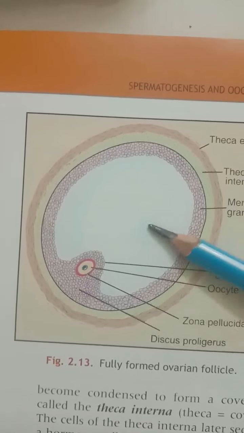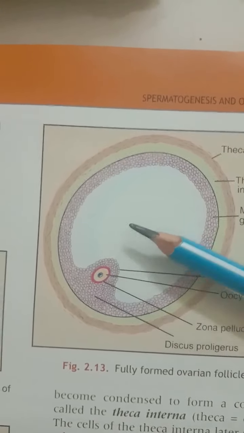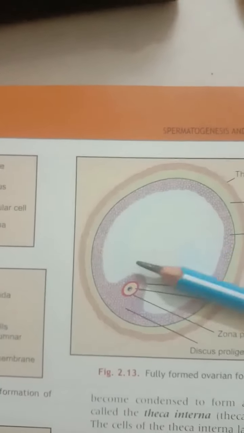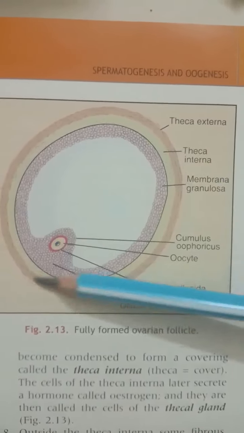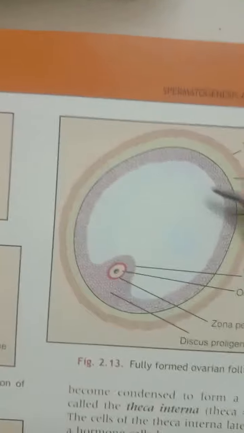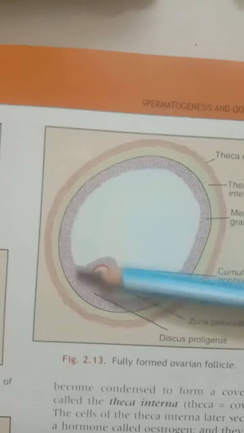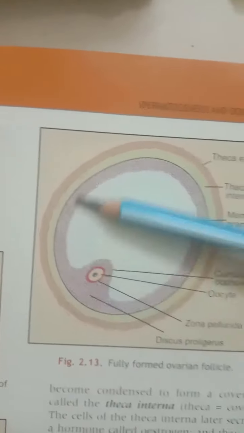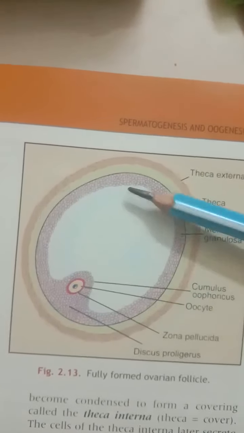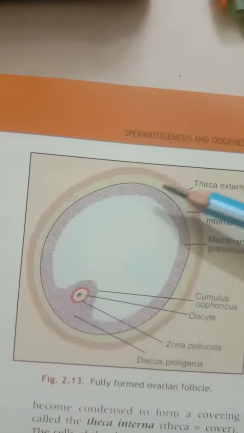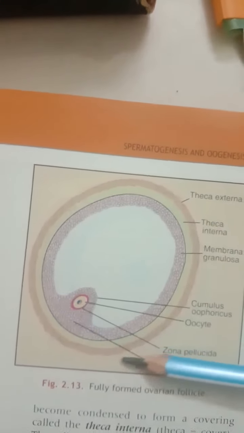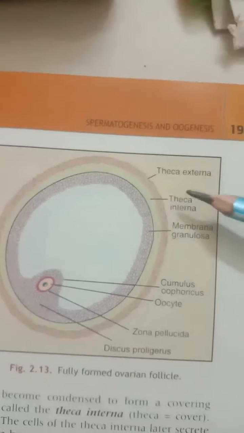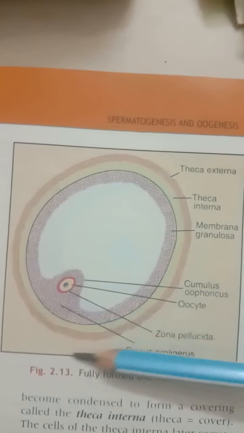Then the follicle expands, and the stromal cells surrounding the membrana granulosa become condensed to form a covering called the theca interna. Here you can see the theca interna. The cells of the theca interna later secrete the hormone estrogen. Outside the theca interna, some fibrous tissue becomes condensed to form another covering called the theca externa.